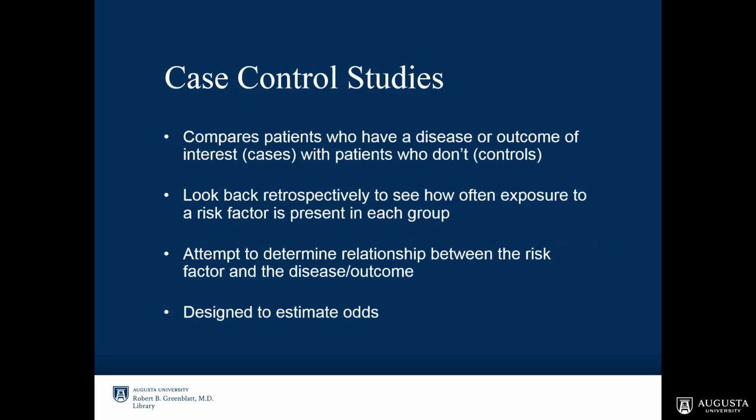In case control studies, you're looking at patients who have a disease or who have the outcome you want to study of interest. So those are the cases. And you're comparing those patients with people who don't have that disease or outcome. And in case control studies, you're looking back retrospectively to see how often exposure to a risk factor is present in each group. And there's an attempt to determine the relationship between the risk factor and the disease or outcome. These studies are designed to estimate odds or prognosis.